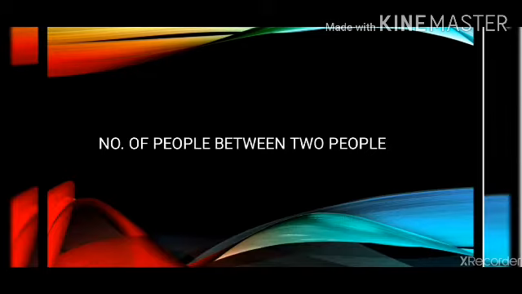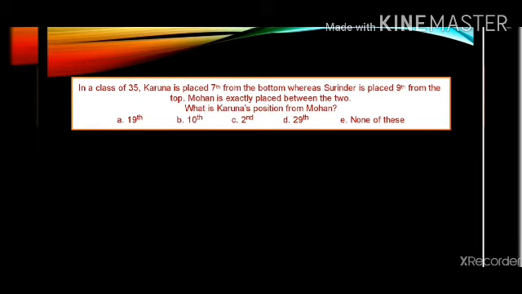Now let us go to the next type of question. Here we'll have to find out the relative positions of people. In a class of 35, Karuna is placed 7th from the bottom, whereas Surender is placed 9th from the top. Mohan is exactly placed between the two. What is Karuna's position from Mohan?